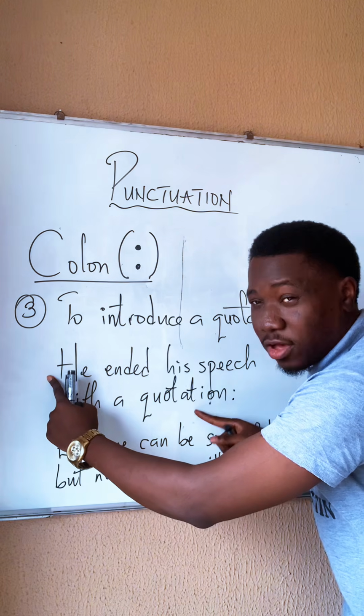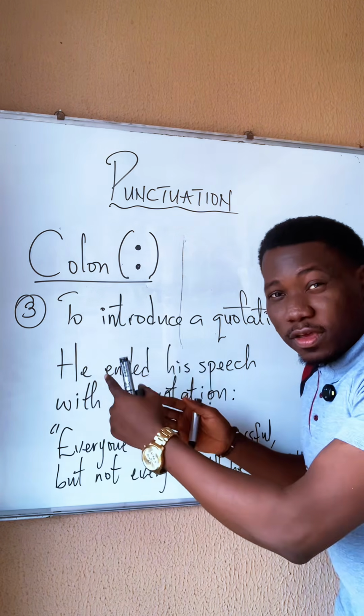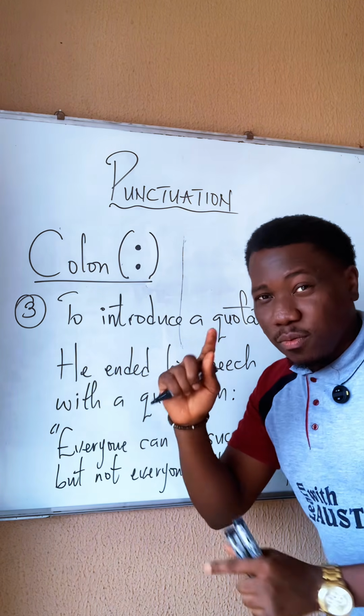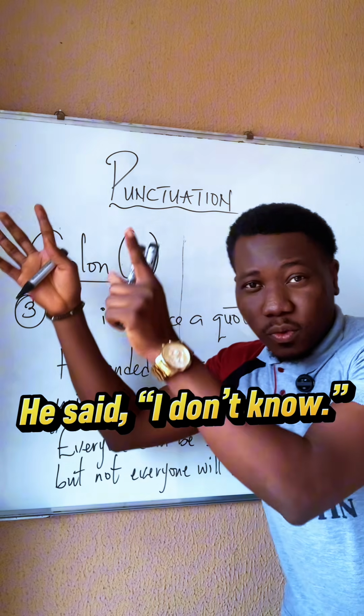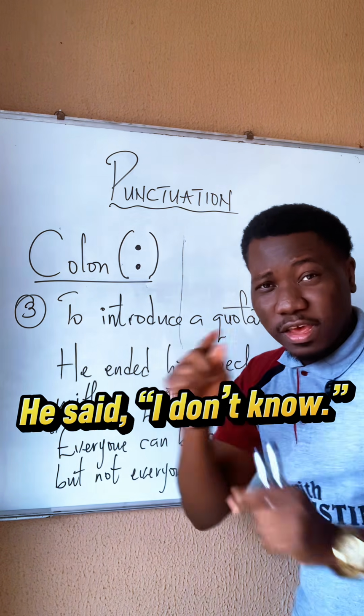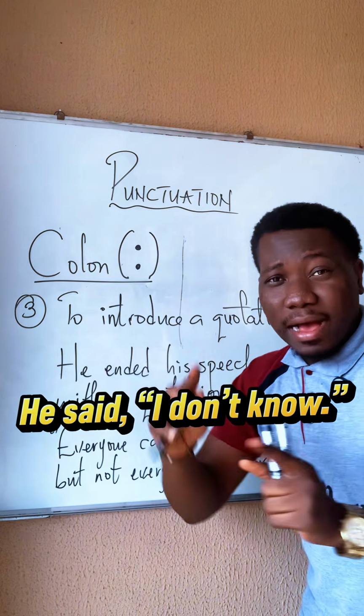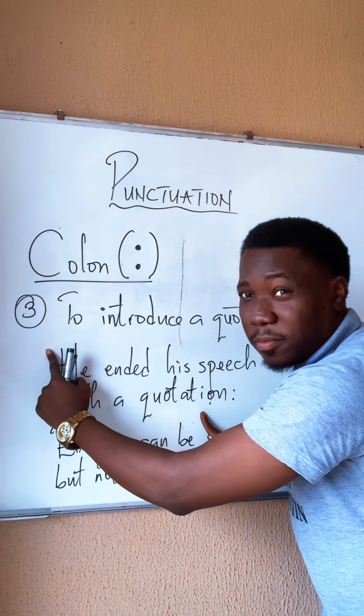Note, this is a complete sentence already, not a reporting clause, not "he said." Now, there we use a comma. He said, comma, then the quotes. She cried, comma, the quotes. They asked, comma, the quote. But here we have a complete sentence.